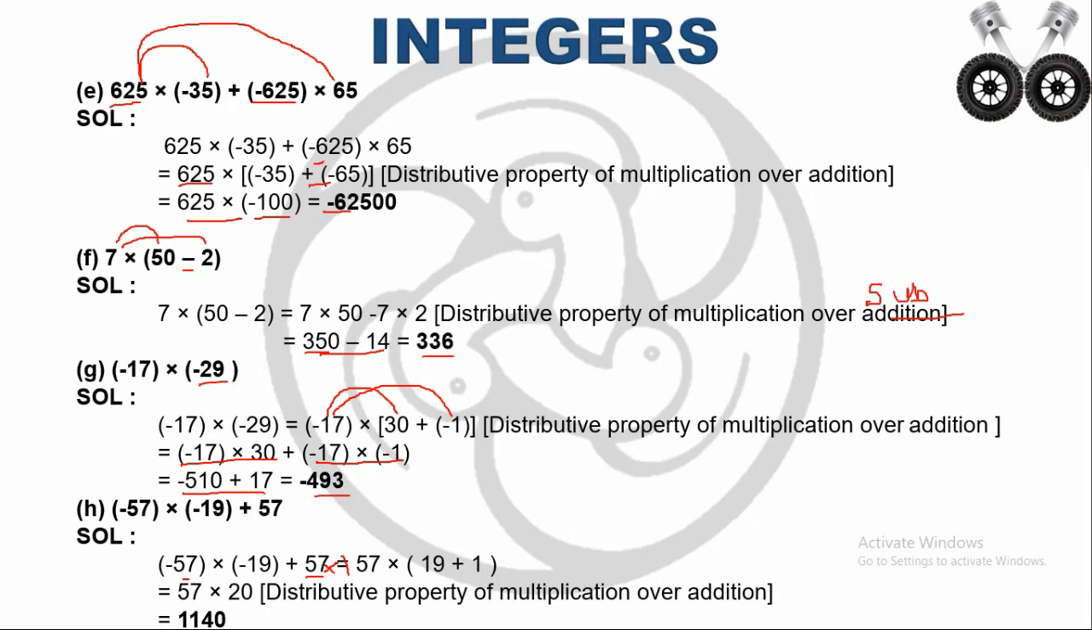Any number inside the bracket should be executed first. So 19 plus 1 is 20. Here the 57 is distributed to 19 as well as 1. So what is the property used here? The property used is the distributive property. So 57 into 20 is equal to 1140.